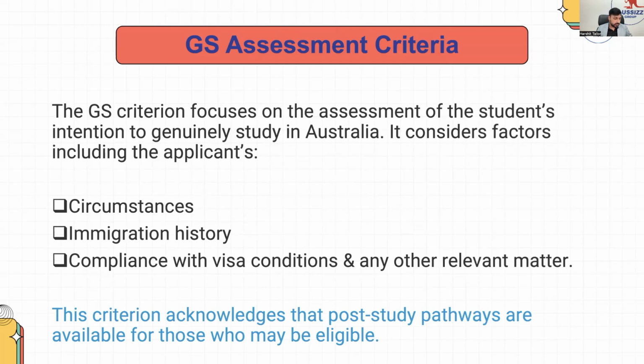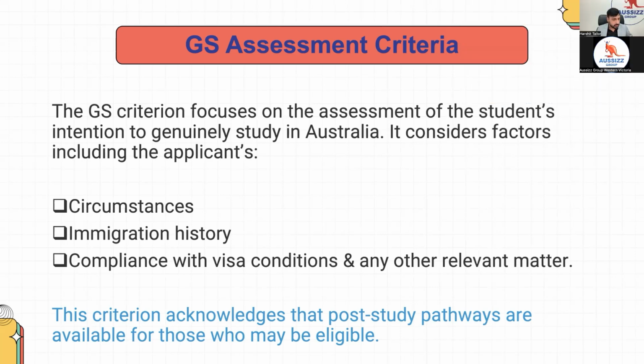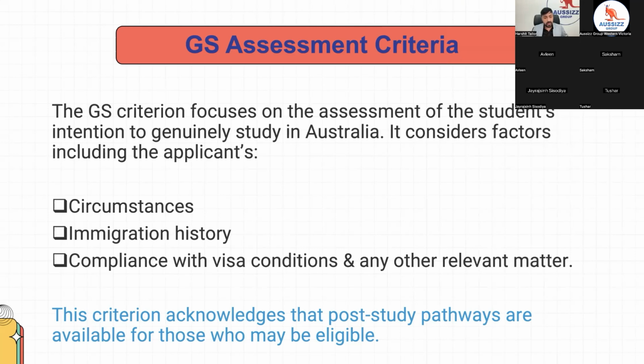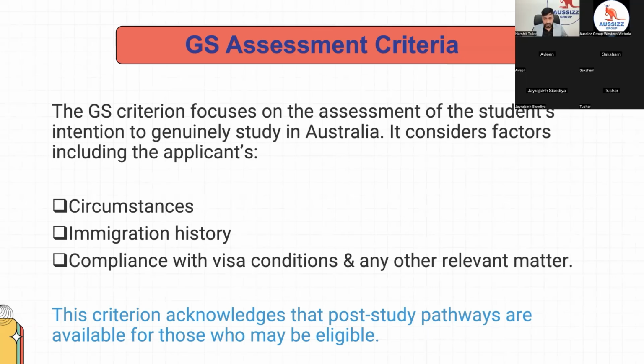Then second is your immigration history. How long you have been in Australia, are you using this visa to just hop on different visas or not? Have you previously applied for any visas which have been refused? If you are applying from offshore, let's say you applied for a visitor visa before and it was refused, that will also have an impact on your immigration history. And the third one is compliance with the visa conditions and any other relevant matter. So let's say in the past, if you have applied for any visa and have not complied with any visa conditions or overstayed or something like that, then it may impact your new application for the student visa, and they will assess your application in relation to these criteria.